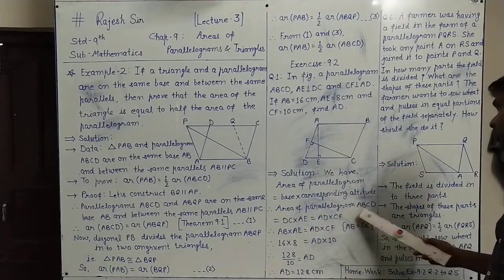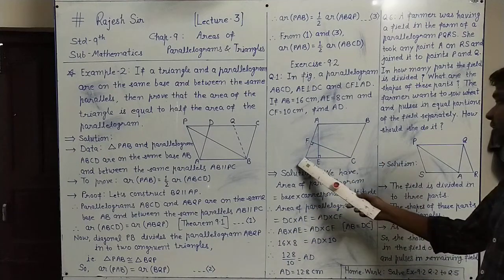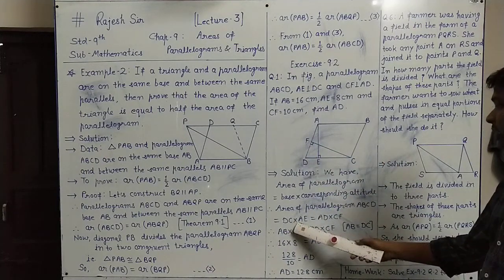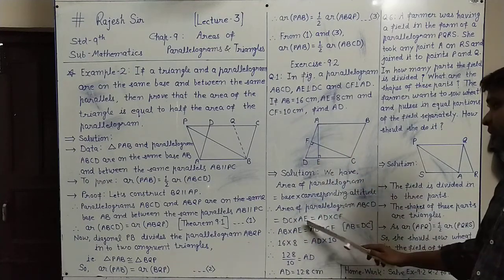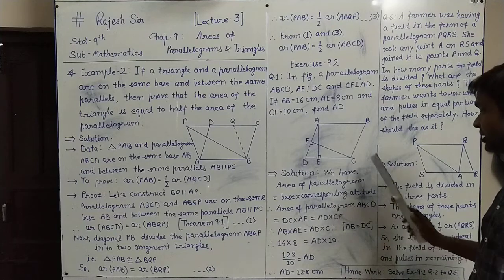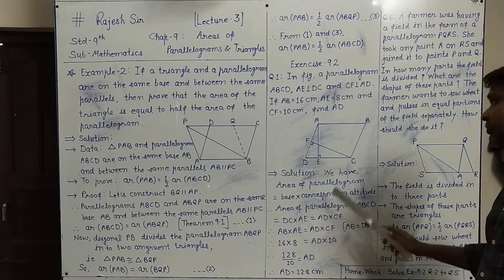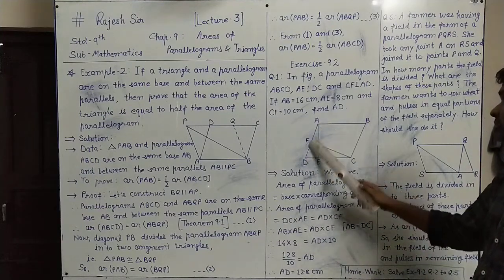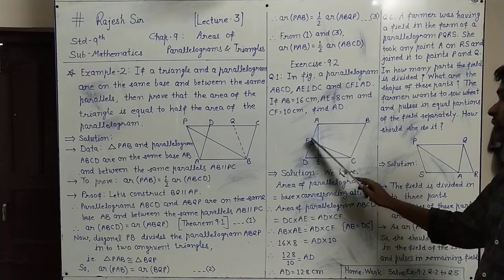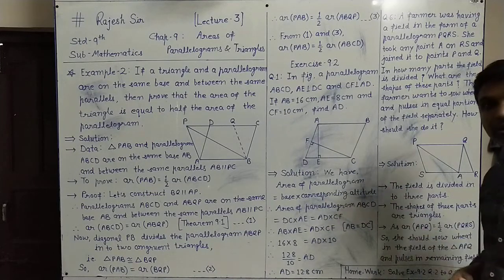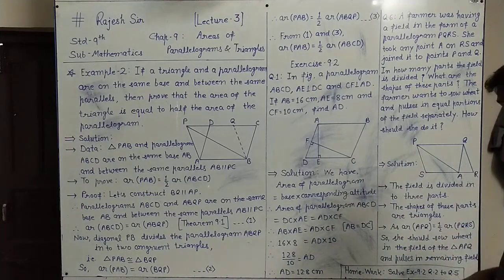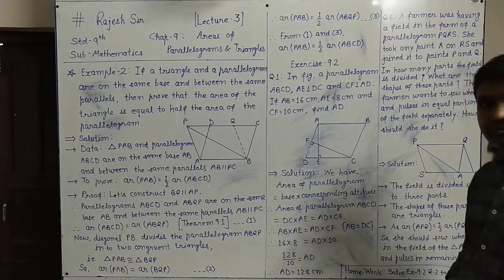So here, which parallelogram do we have? ABCD. So the area of parallelogram ABCD equals, if we consider the base as DC, then DC into the corresponding altitude on DC, which is AE. It will give the area of parallelogram ABCD. And that will be equal to, if you consider AD as the base, then the corresponding altitude is CF. So AD into CF also gives the area of the same parallelogram ABCD. So both will give the same area of parallelogram ABCD. So we have equated both of them.